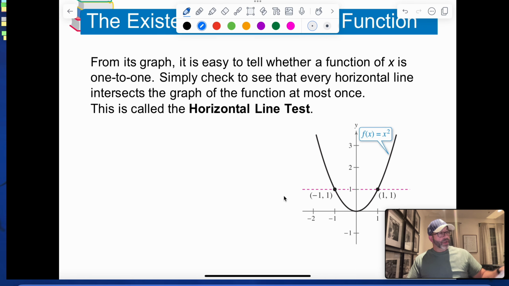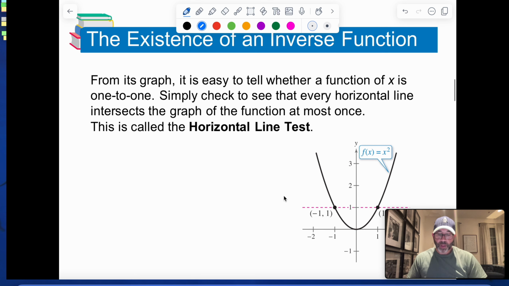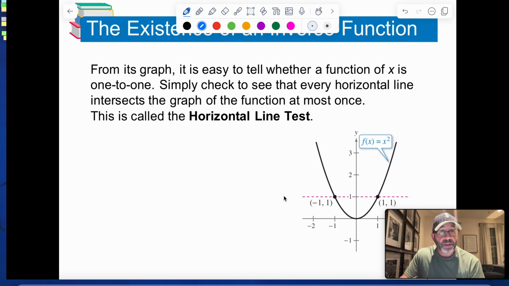So when we look at the existence of an inverse function, from its graph, it is easy to tell whether a function of x is one-to-one. Simply check to see that every horizontal line intersects the graph of the function at most once. So this is called the horizontal line test. So when we look at this horizontal line, you can see that it actually hits two separate points there, okay?